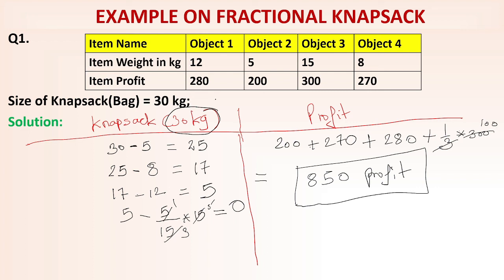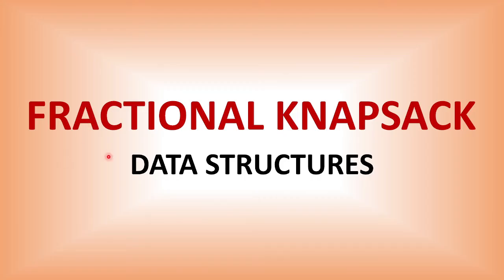So this is the advantage of using fractional knapsack, because you got the highest profit. You cannot get more profit than 850. This is the highest profit. The knapsack size will be given and the item weights and their profits will be given. Based on that, you have to find the maximum profit you can get when you fill your knapsack or bag with the items. So this was all about fractional knapsack under data structure.